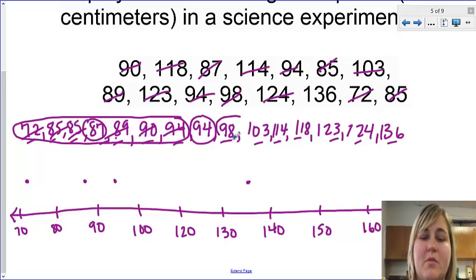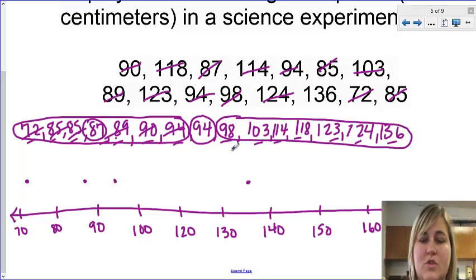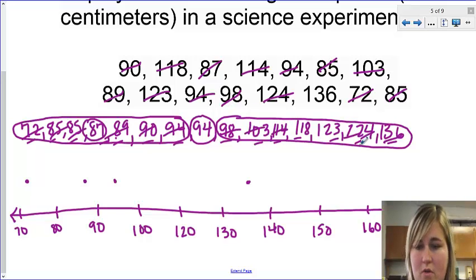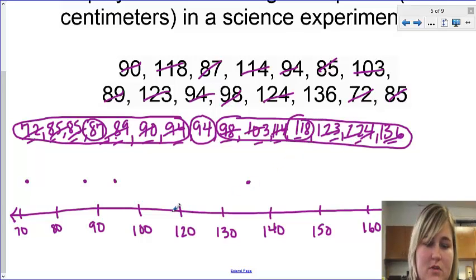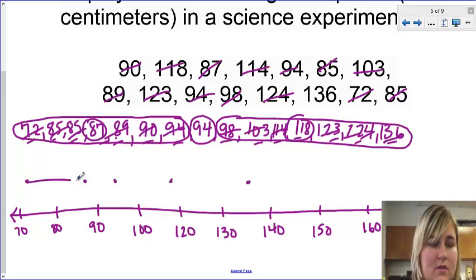Then I'm going to circle my upper numbers, which should also have 7. So one off the front, one off the back, till I get to my middle number or my median. Oops, I crossed that one twice. 118 is that number, so it's going to be pretty close to 120. So these are my 5 points, and then all I have to do is draw my box and whisker plot.